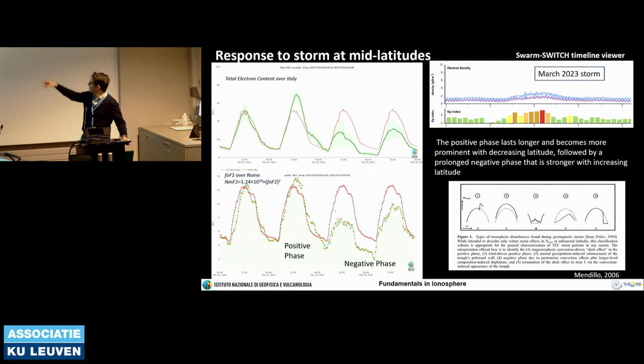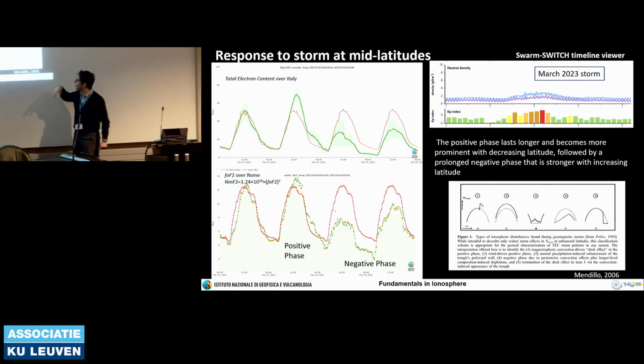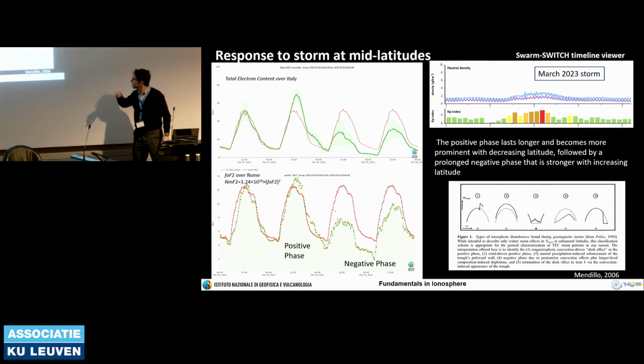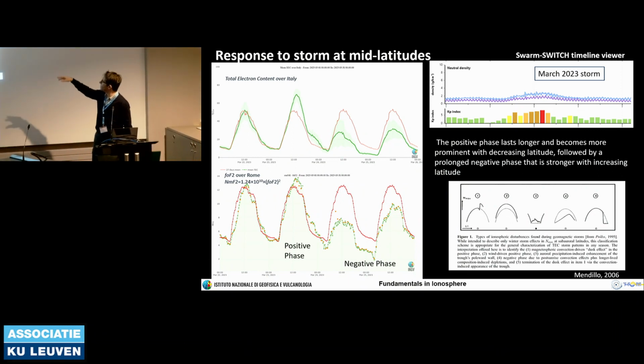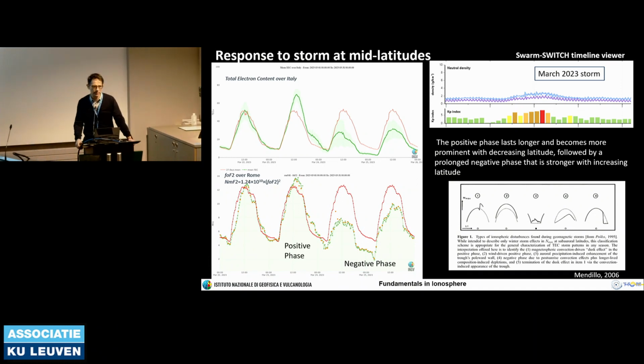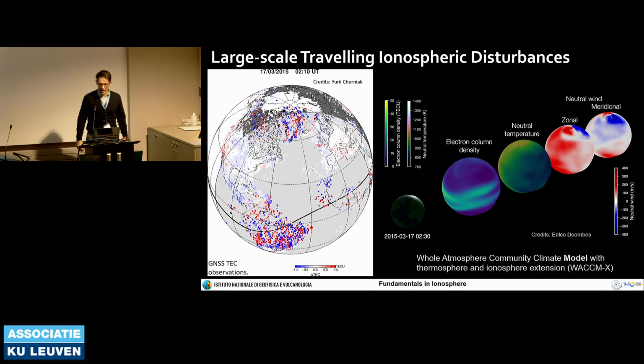And here you may see a masterpiece of Professor Michael Mendillo about TEC behavior. You may also recognize different features and different patterns of the negative and positive phase of the storm. It's a very complex scenario, but most of it is ruled by the changes in the neutral composition. What else about storm time behavior?